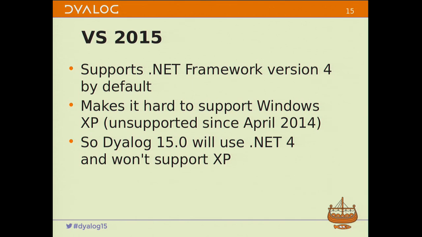Another thing that made the upgrade to Visual Studio 2015 slightly challenging was that it has compatibility issues. We've previously shipped with the .NET Framework version 2. Visual Studio 2015 has moved on to .NET Framework 4, and also Microsoft have dropped support for Windows XP. In this case, I don't think it was such a big deal, but it does mean that we will have to drop support for XP as well. I don't think that affects too many people.